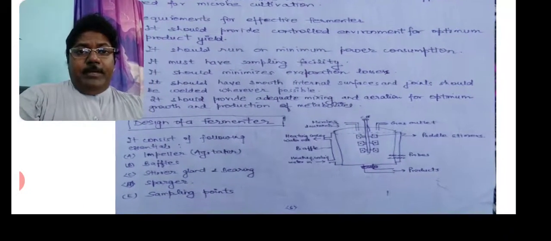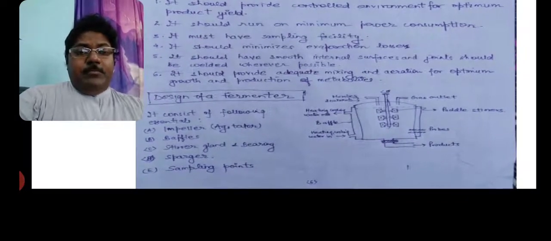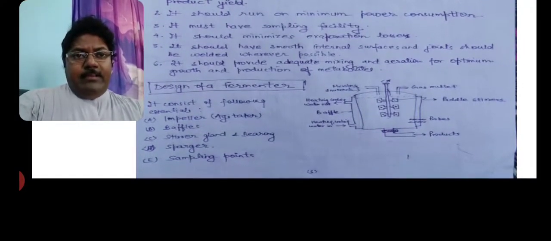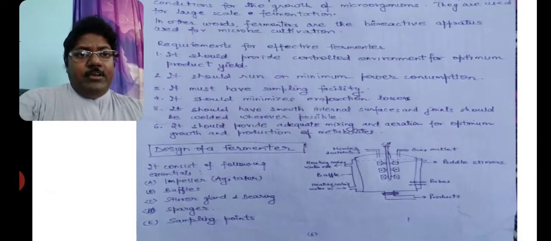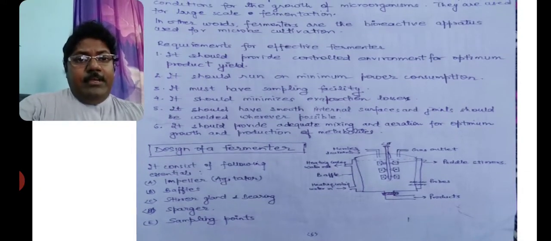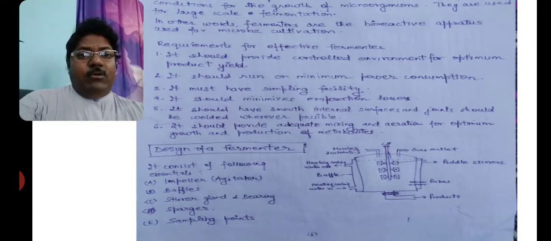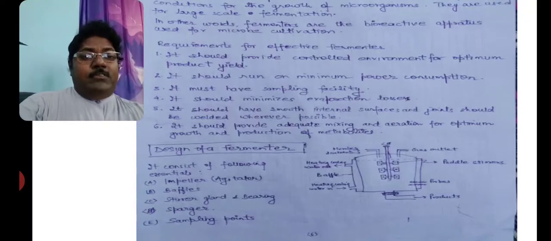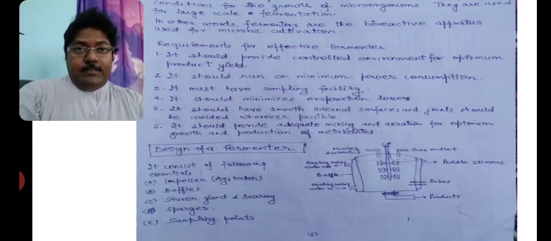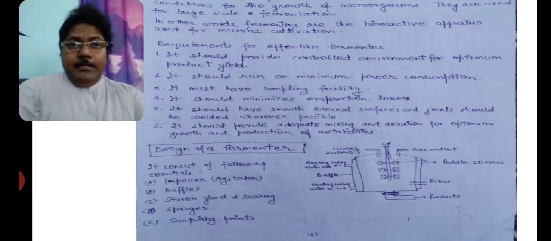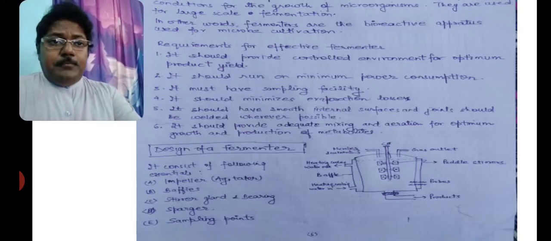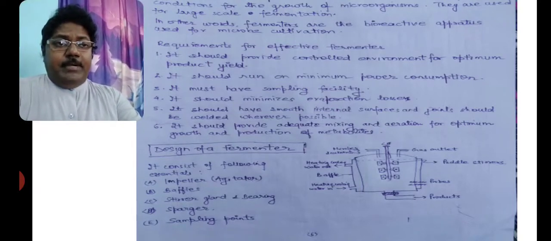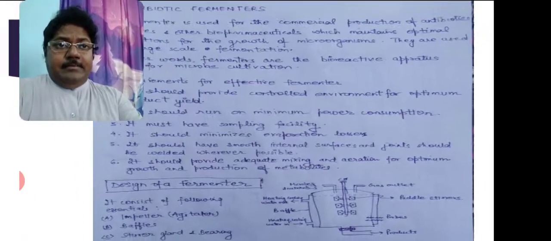For designing a fermenter, what should you do? It must consist of the following: impellers, which we also call agitators. It must have baffles. It must have stirrer glands or bearings. Spargers are there. Sampling points are there. So we will discuss one by one what these things are and how they affect our fermenter design.